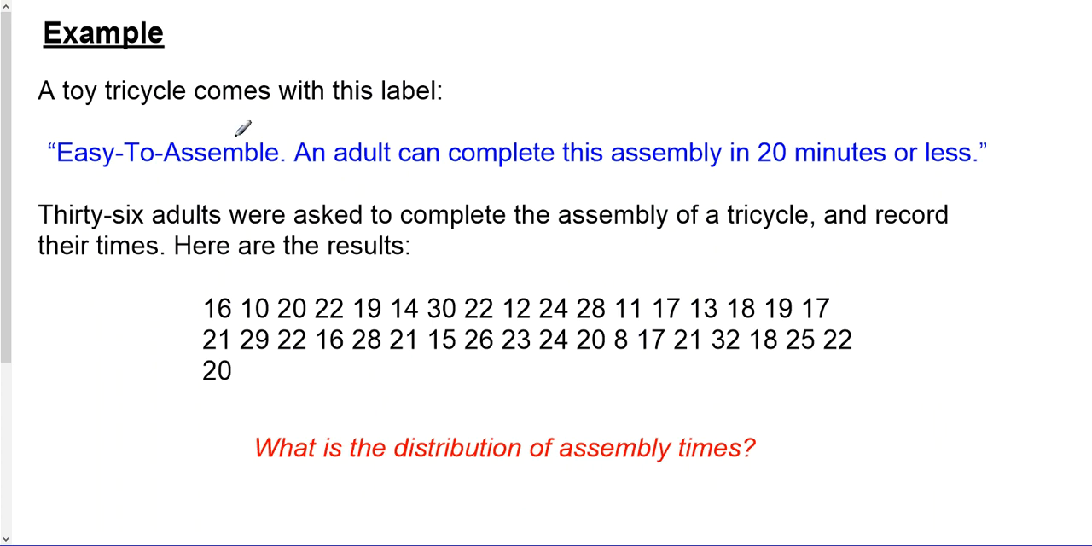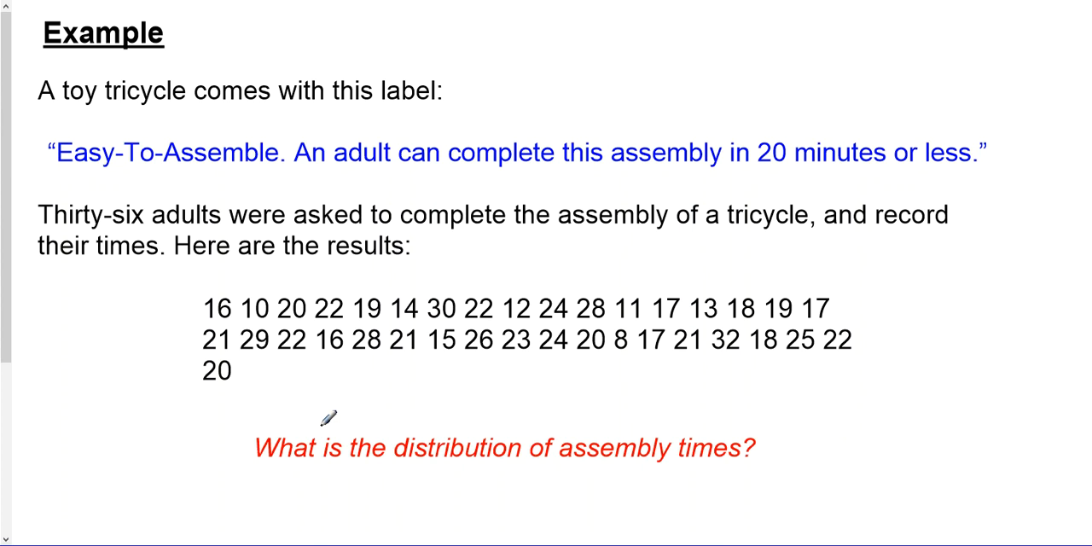Okay, a toy tricycle comes with this label: easy to assemble. An adult can complete this assembly in 20 minutes or less. And so we do an experiment here. 36 adults were asked to complete the assembly of a tricycle. They recorded their times. Here are the results. So we got a long list of times in minutes here of how long it took these 36 people to assemble the tricycle. The question we want to ask about this data is, what is the distribution of assembly times?